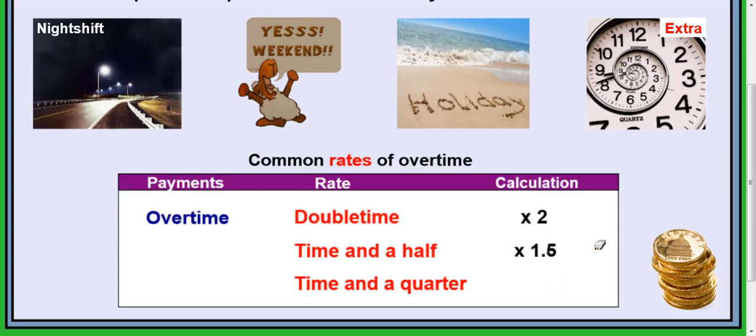And the same principle applies for time and a quarter. To work out what you would get for time and a quarter, you get your normal time plus a quarter, so you would times by 1.25.